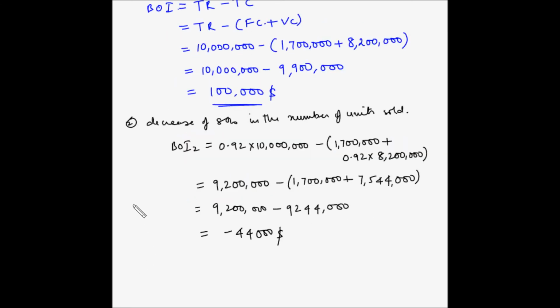Now, based on these calculations, $100,000 was the original budgeted operating income. If we increased the number of units sold by 8%, we got the BOI as 244,000. And if we decreased the number of units sold by 8%, we got minus 44,000. So if you look at it, there is a difference of 144,000 in both the cases. If we increase the number of units sold, there is an increase in the budgeted operating income by 144,000. And if we decrease the number of units sold by 8%, there is a decrease in the budgeted operating income by $144,000.